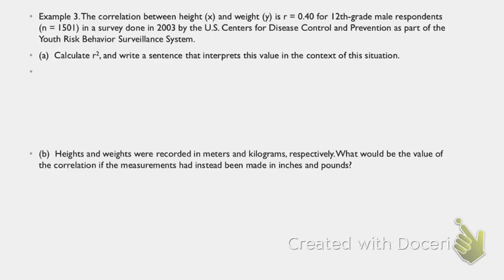The correlation between height and weight is R equals 0.40 for 12th grade male respondents. There are 1,501 of them. Calculate R squared and write a sentence that interprets this value in the context of the situation. It gives me R, which, side note, I want to interpret as well. So we're going to do both of them.